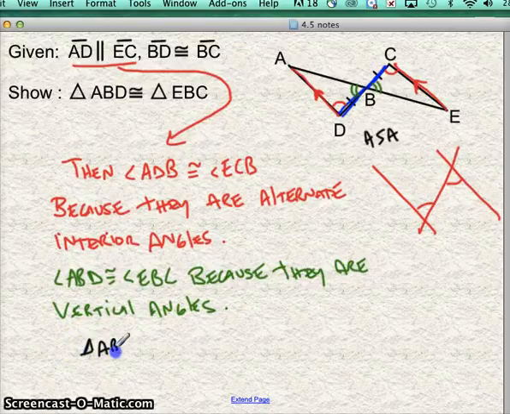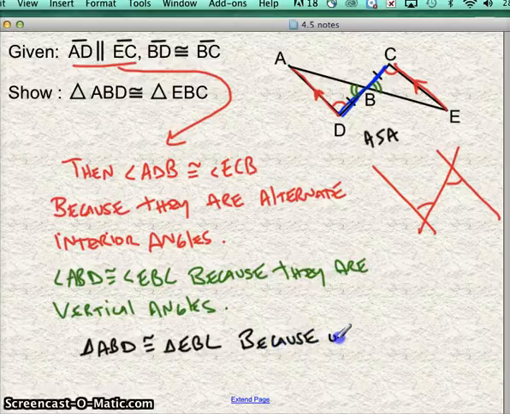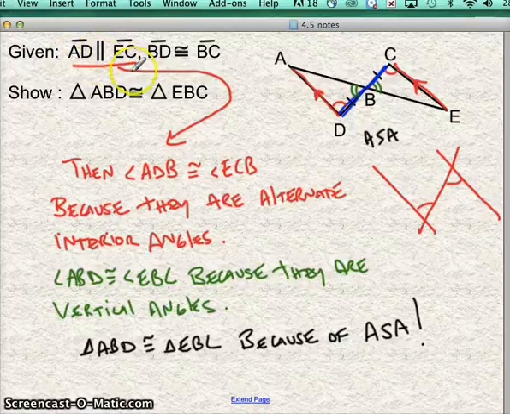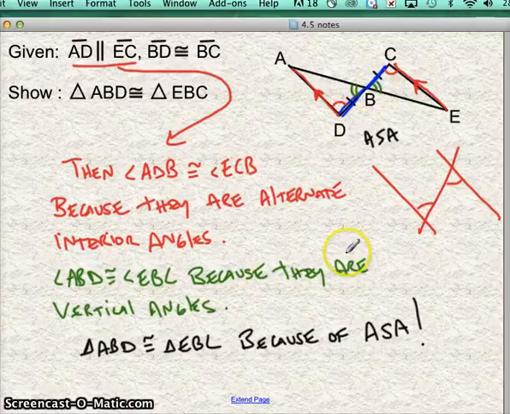Triangle ABD is congruent to triangle EBC because of angle, side, angle. Okay? We just had to do a little bit of work. We had to use this piece of information. If they're telling us parallel lines, then we got to get something from that. That's how we got the red angles. They're alternate interior angles. Then we had to figure something else out, and these are vertical angles, so we know they're congruent for sure.